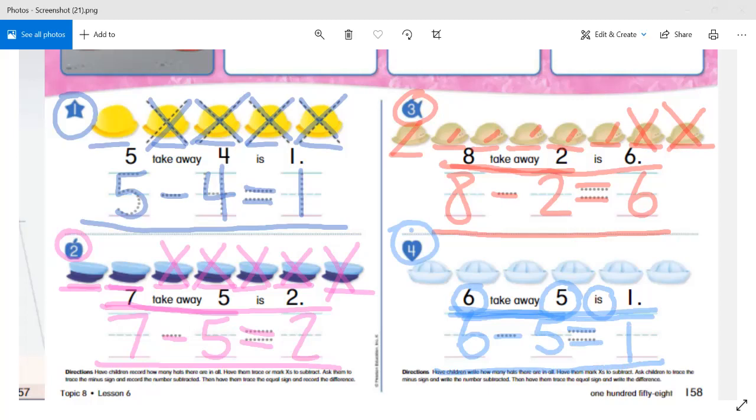We can count our hats up here and mark an X through the ones we remove. And how many are remaining? 1, 2, 3, 4, 5. So, oh, I'm sorry, we take away 5, not 1. There's 2, 3, 4, and 5. So 6 take away 5 is 1. That's why it's good to go back and count. 6 minus 5 equals 1.